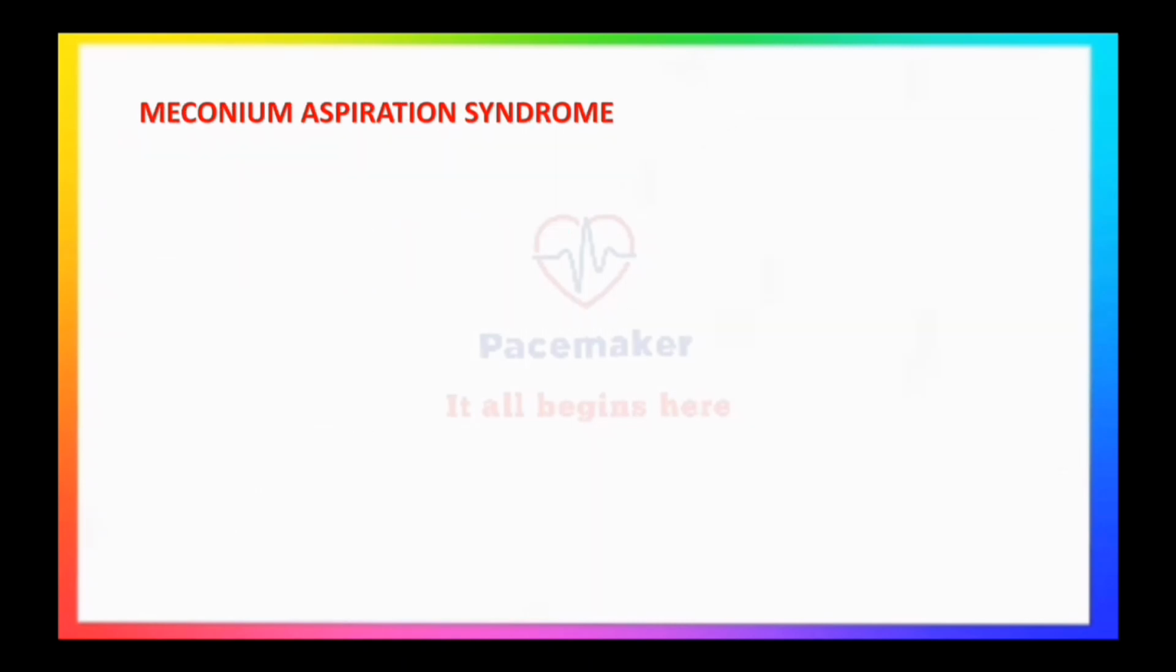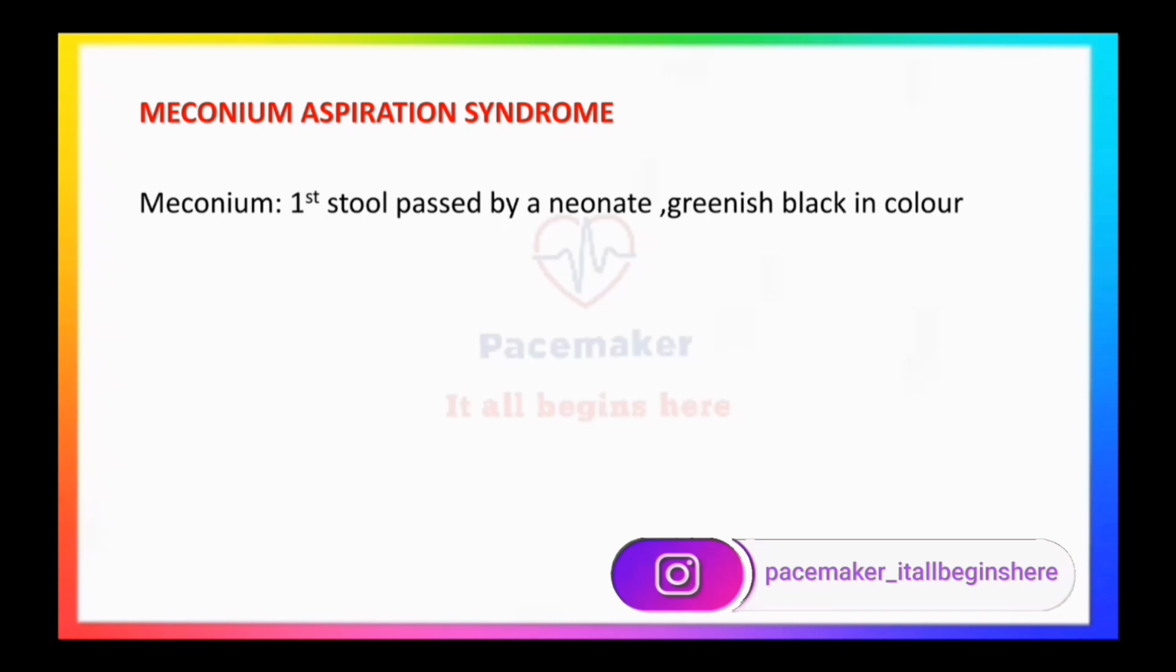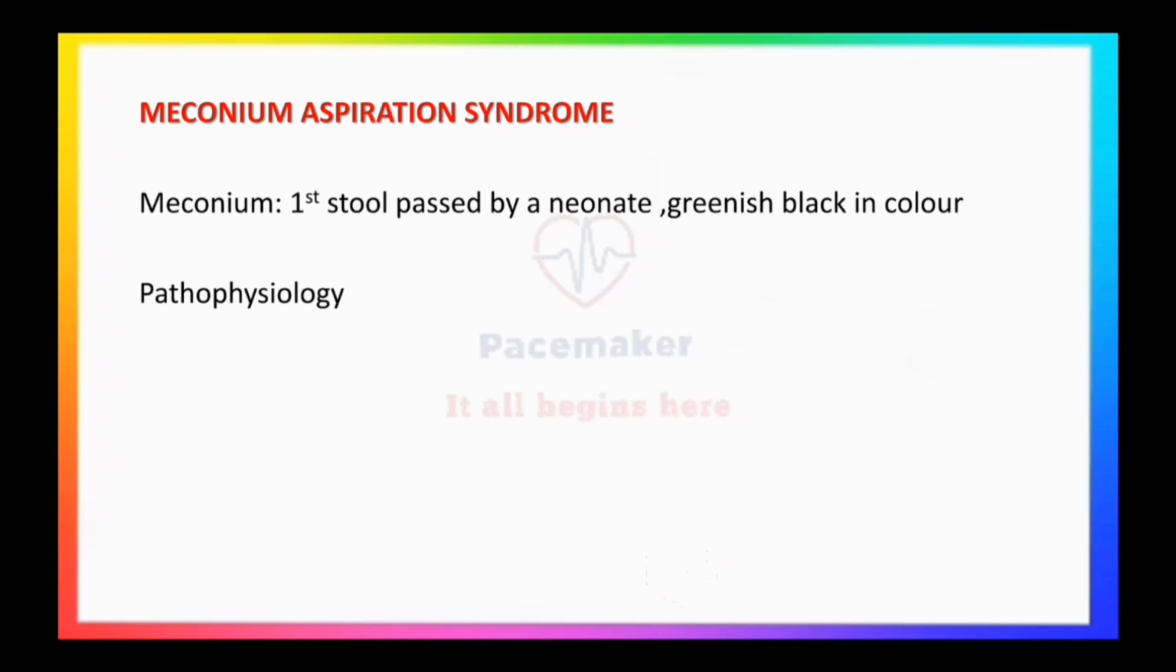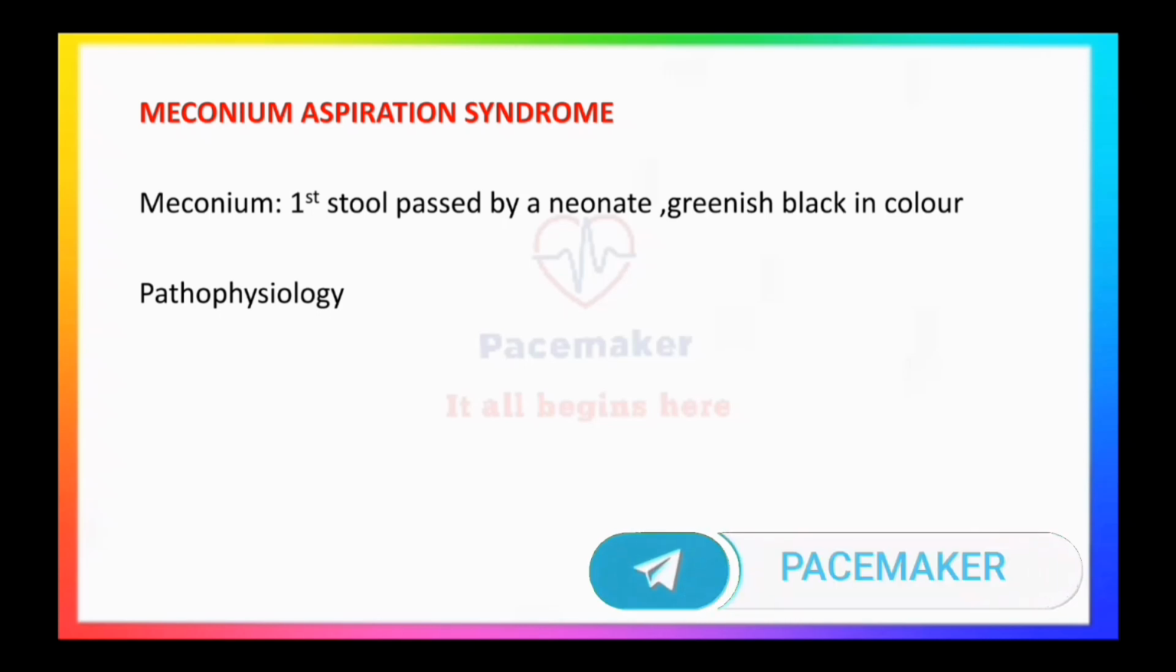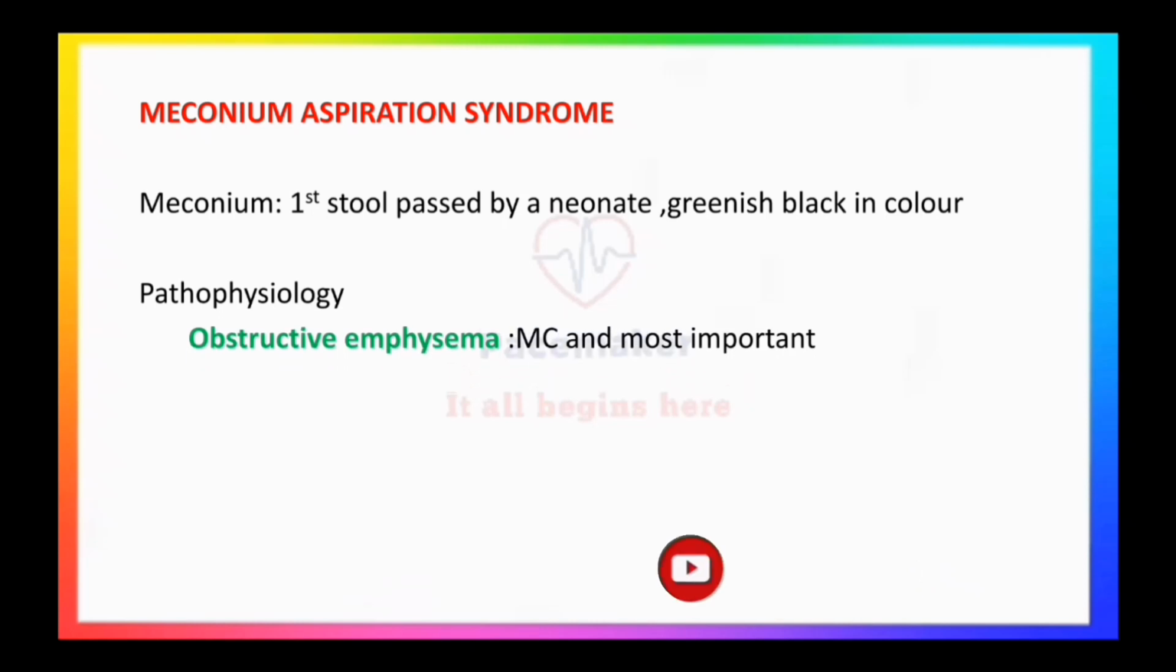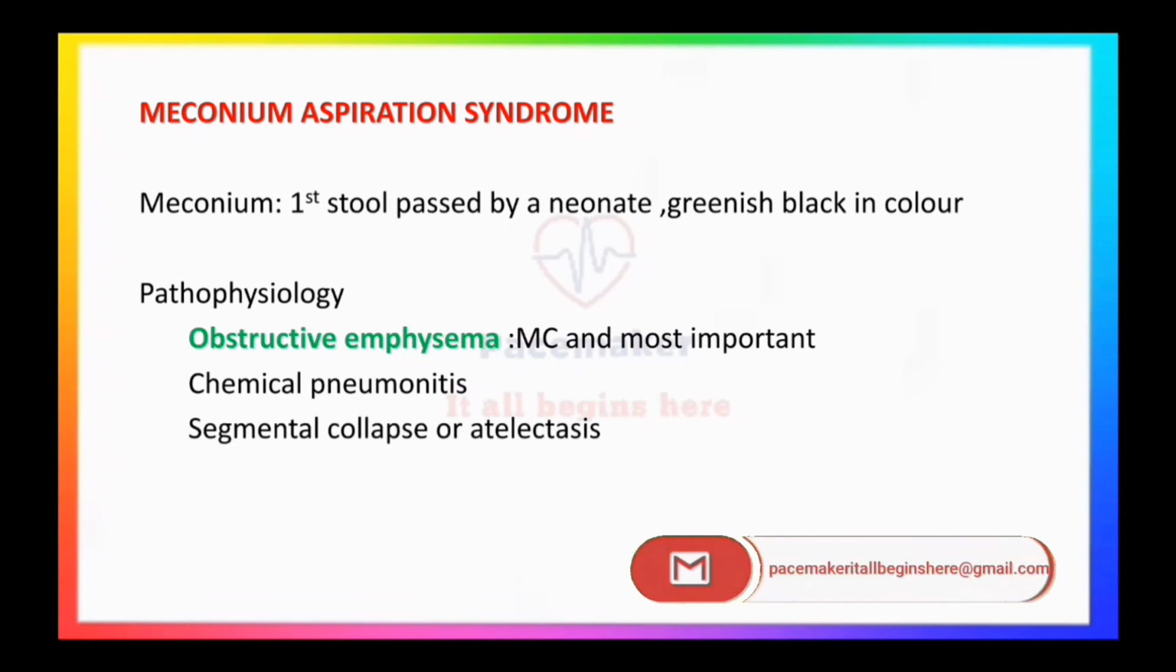Let's move to another important condition, meconium aspiration syndrome. Let us first understand what meconium is. Meconium is nothing but the first stool passed by a neonate. It is greenish black in color, and the pathophysiology involved in meconium aspiration syndrome (MAS) is this: the aspirated meconium goes and blocks the bronchi or bronchioles, causing obstructive emphysema. It's the most common and most important pathophysiology in meconium aspiration syndrome, and of course meconium causes chemical pneumonitis, and it also causes segmental collapse or atelectasis.